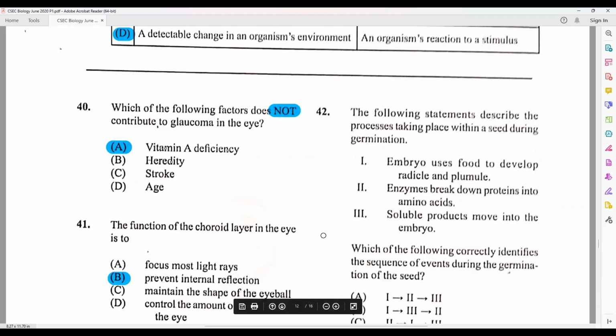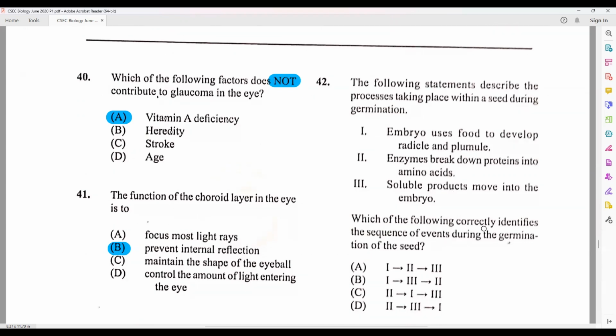42. Which of the following statements describe the process taking place within a seed during germination? Embryo uses food to develop radicle and plumule. Enzymes break down proteins into amino acids. Those two things do happen. Soluble products move into the embryo. That also happens. Which of the following correctly identifies the sequence of events?